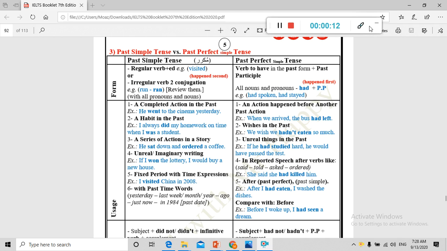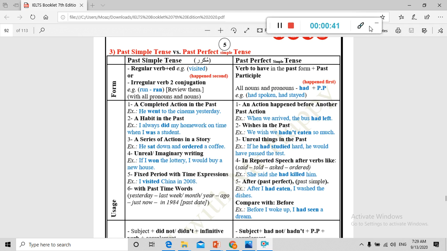Today I'm going to continue our series in tenses. Today I will add one tense to our journey and to our series. This tense is past perfect tense, or some people call it past perfect simple tense. I put with it past simple tense that we already have studied, just to make some comparison between them.